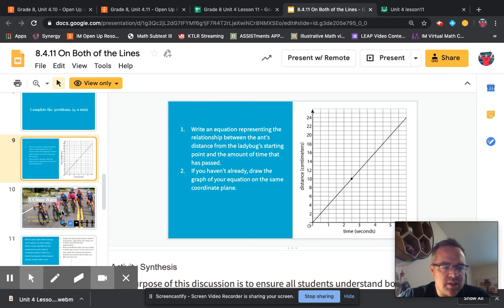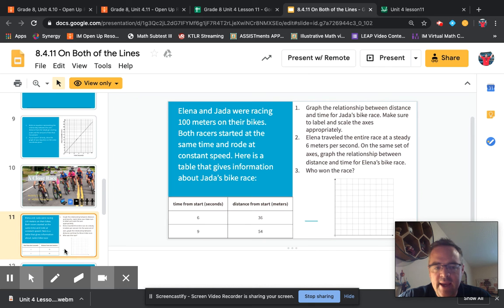Then they're on to this one, a close race, and in this one they are graphing Elena and Jada in a bike race, and Jada is given in the table, so they graph that, and then Elena is just given as her rate, a steady 6 meters per second, and they have to graph both Elena and Jada on the same axes. So this assesses students' ability to scale graphs as well as plot the points correctly.